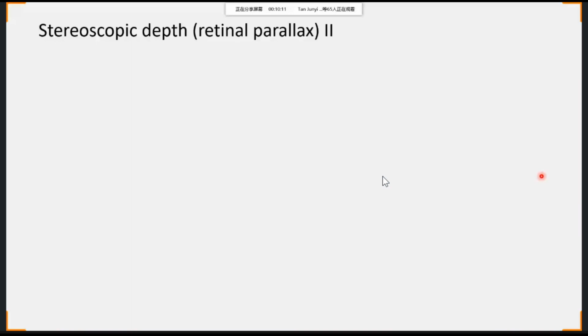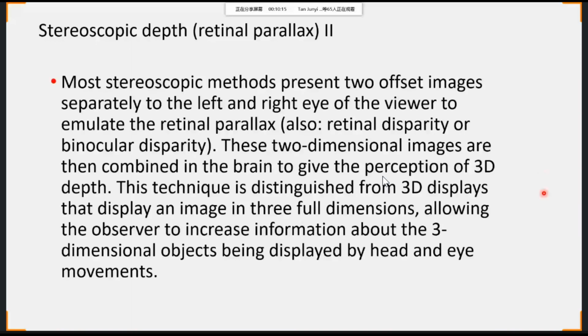So most stereoscopic methods present two offset images. Offset images simply means they are slightly moved from each other. So there's a slight difference between them. And we see those images separately, one for the left and one for the right eye. And this emulates the retinal parallax.